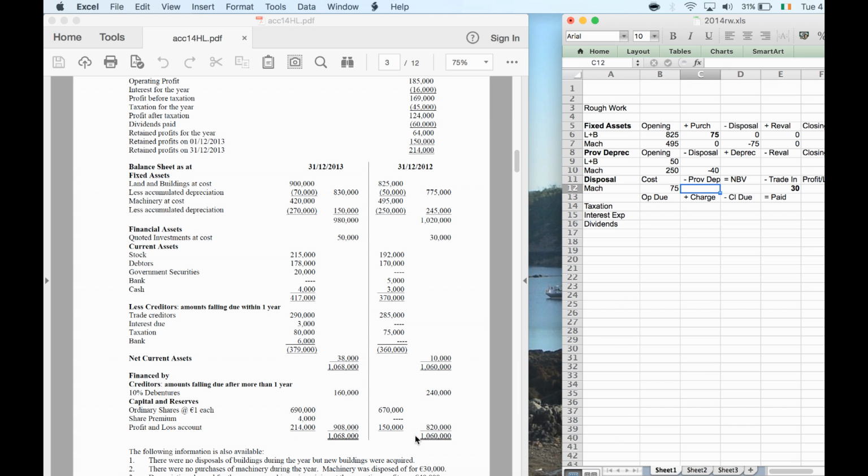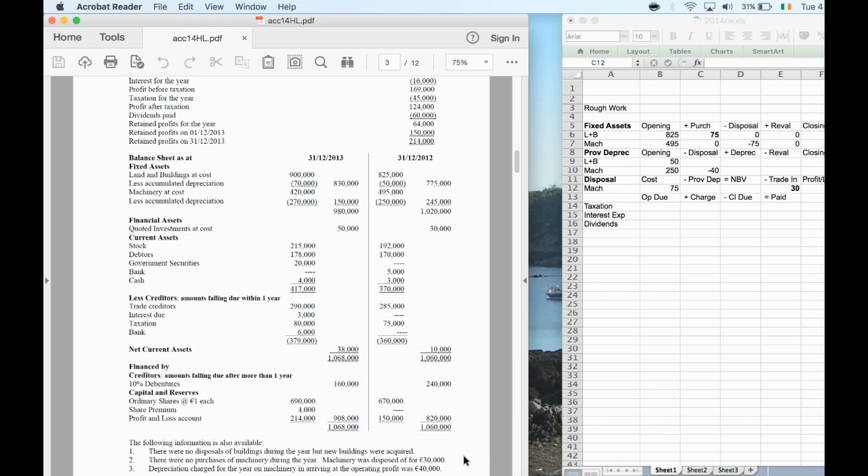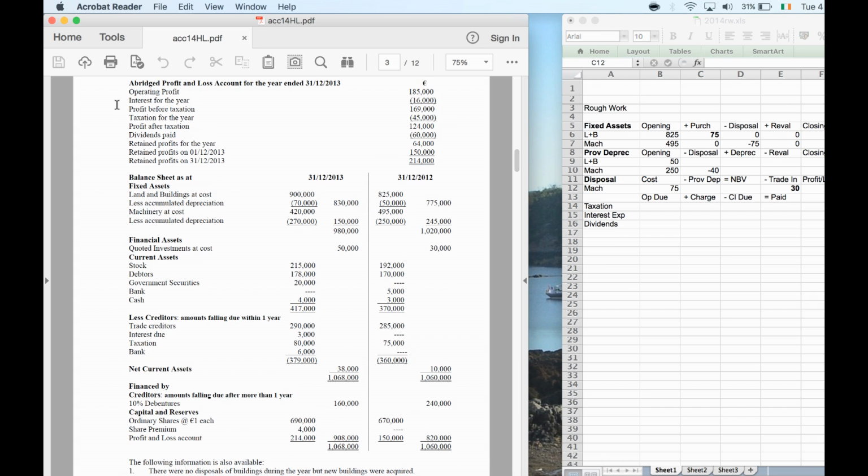Okay, we'll need to work out now our profit and loss on disposal, so we'll go through that now.